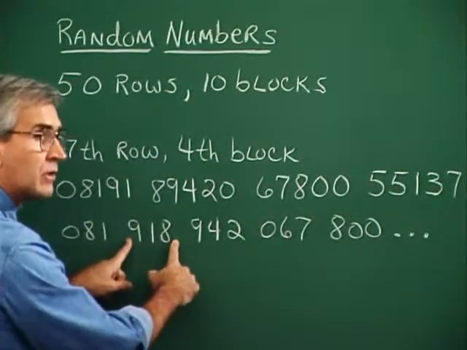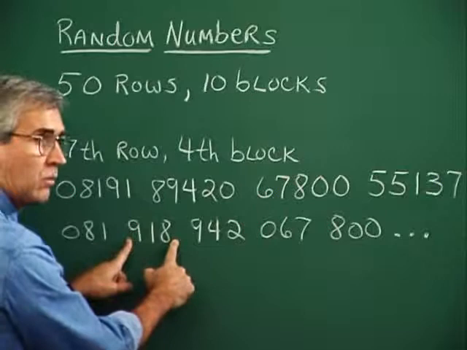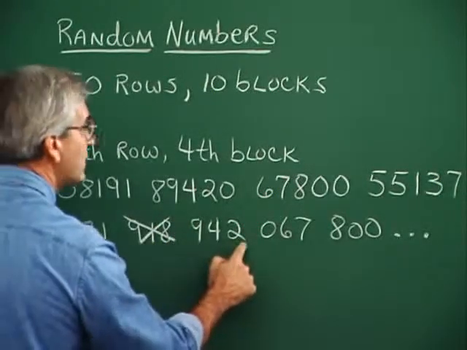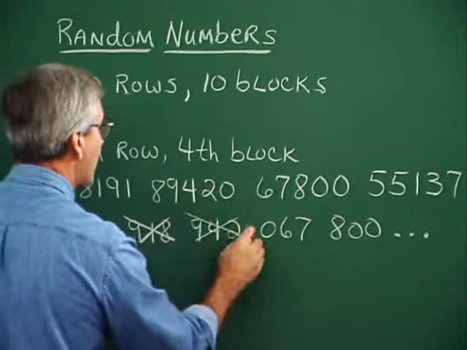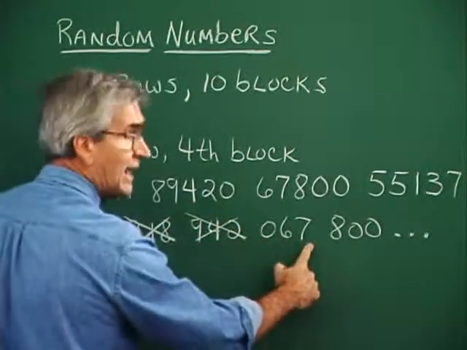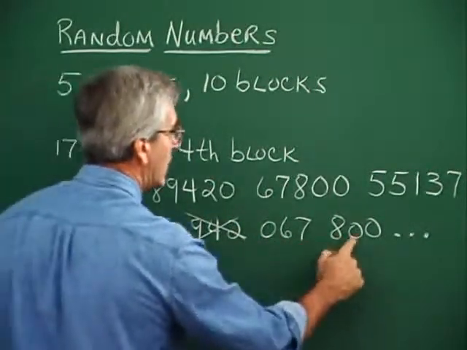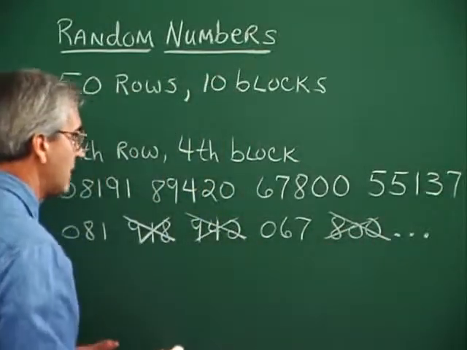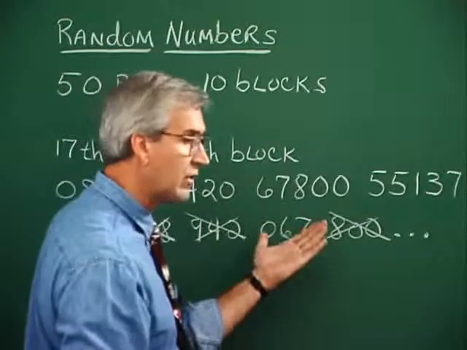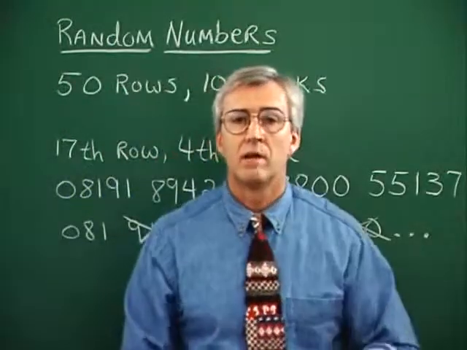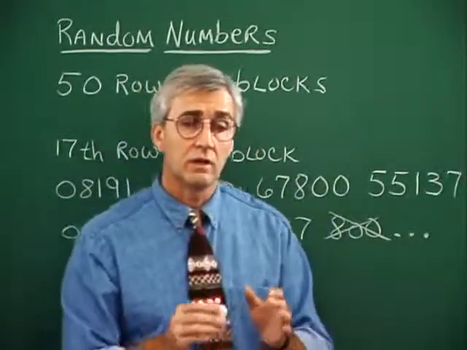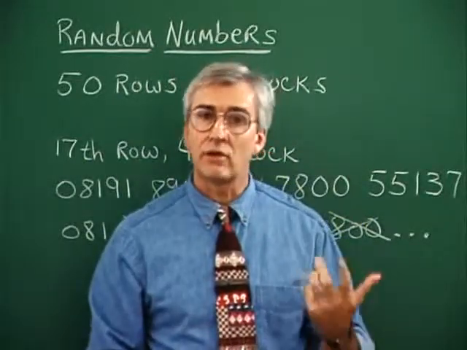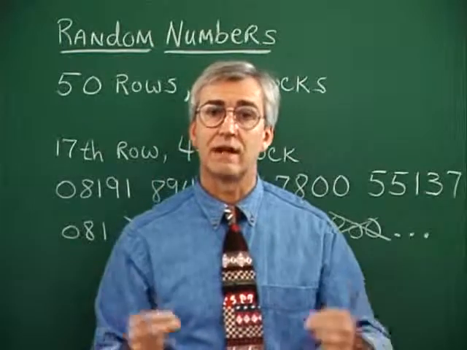And this is number 918. Oh, our numbers for the automobiles only go from 1 to 500. So we eliminate this one. 942, we need to eliminate that one. 067, oh, that's number 67. 800, we eliminate that one. You see, any of them beginning with a digit of 6, 7, 8, or 9 need to be eliminated. But in this way, we could select randomly a sample of 30 automobiles from that list of 500.